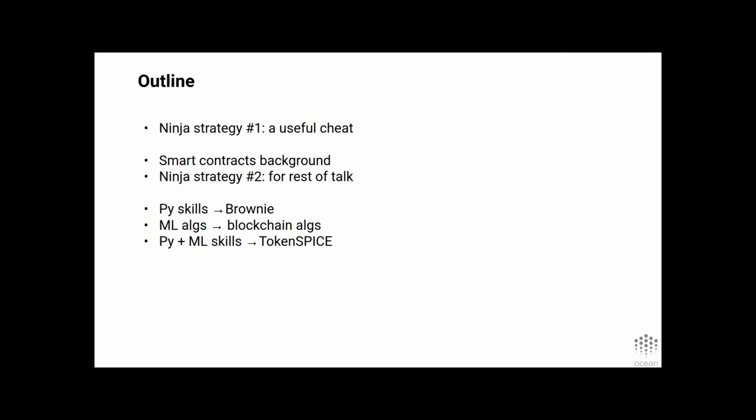How to leverage your Python skills directly for smart contract development using something called Ethereum Brownie. How to leverage your machine learning algorithm background for blockchain algorithms where they're similar. And finally, how to combine your Python and ML skills via a tool called TokenSPICE. So I'm going to focus on the tools of Brownie and TokenSPICE and kind of the wrapper around that.